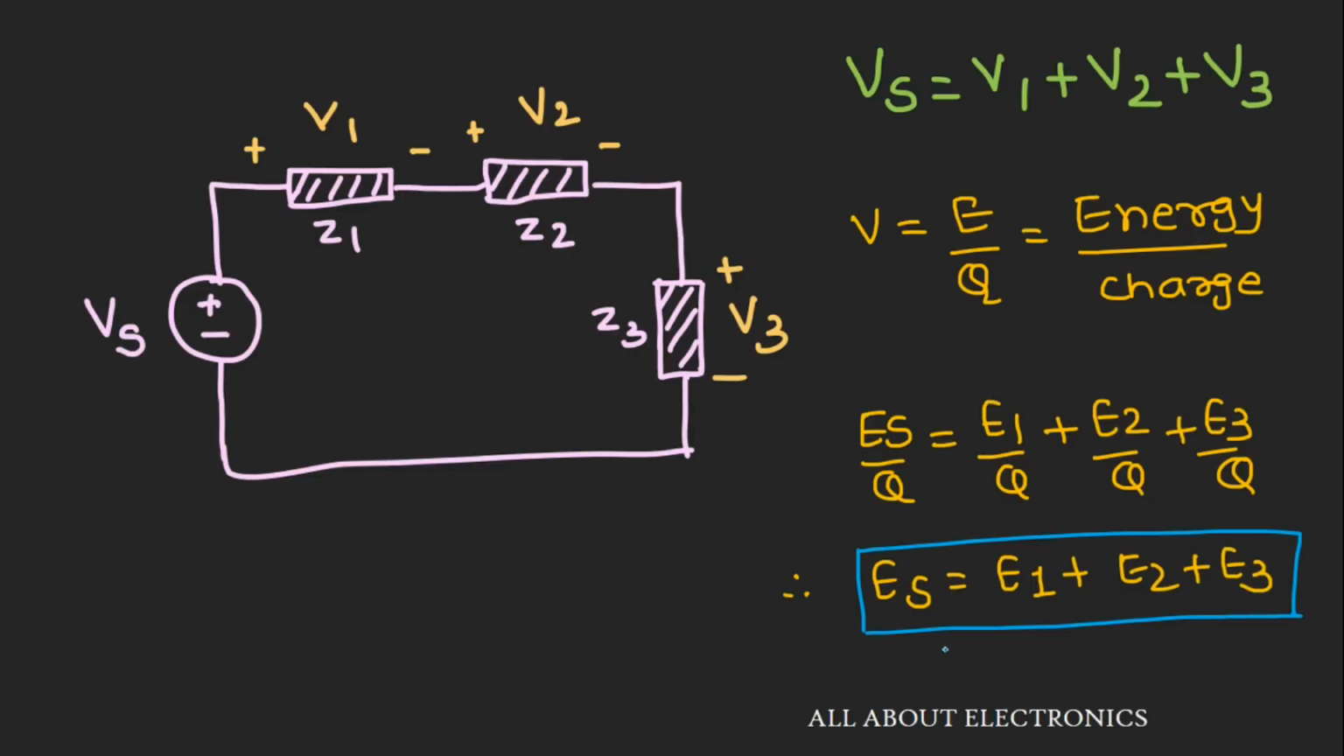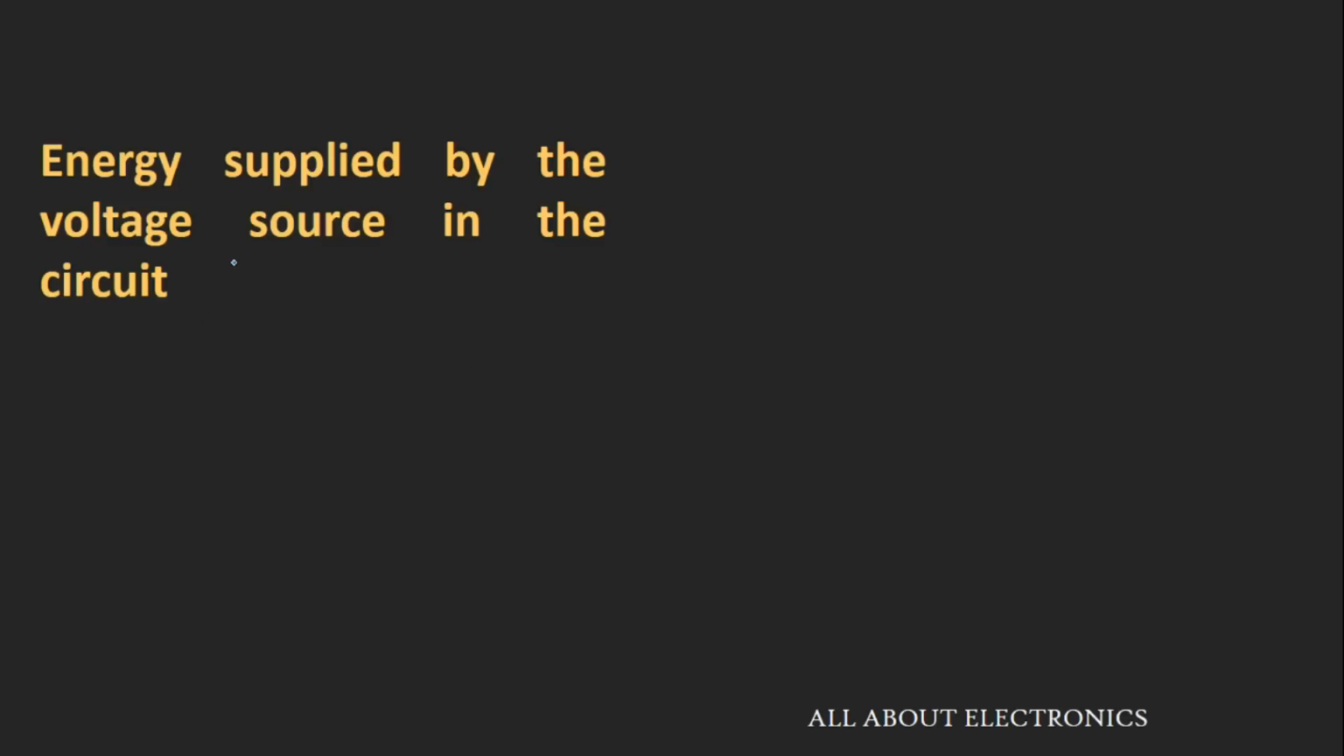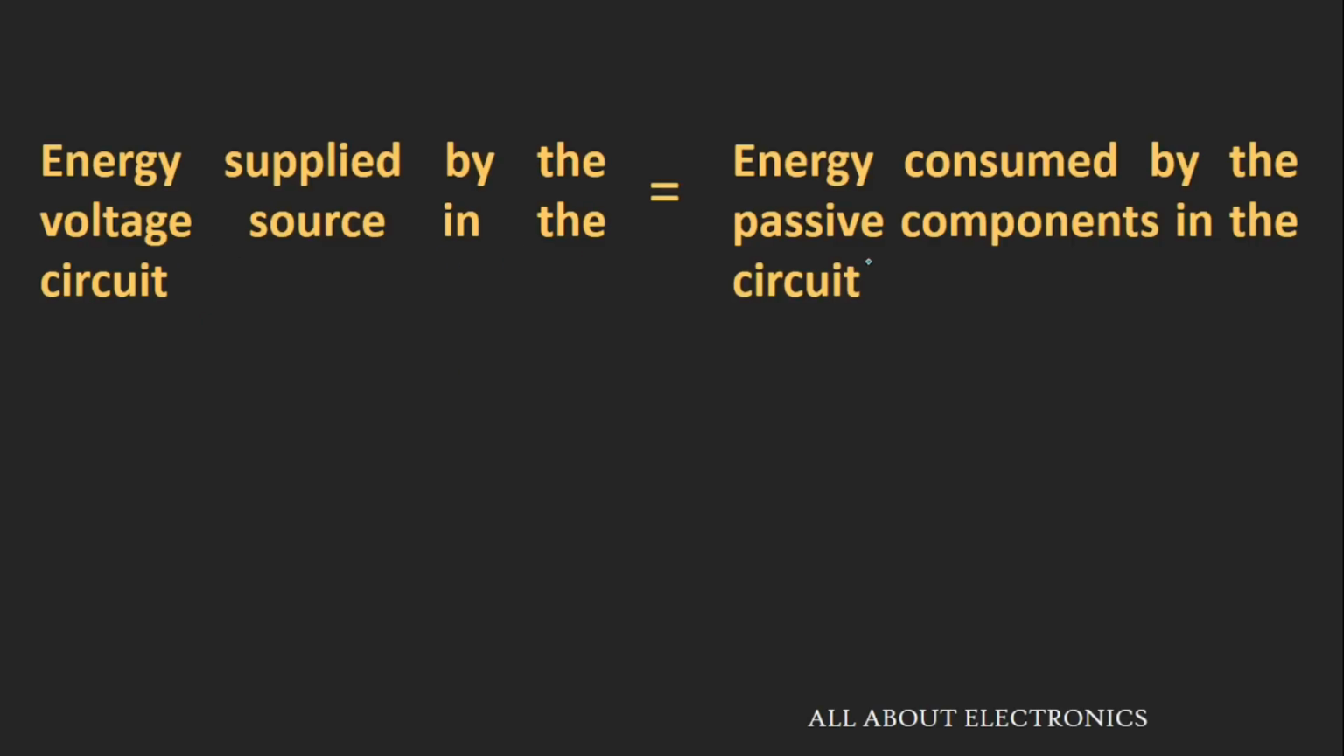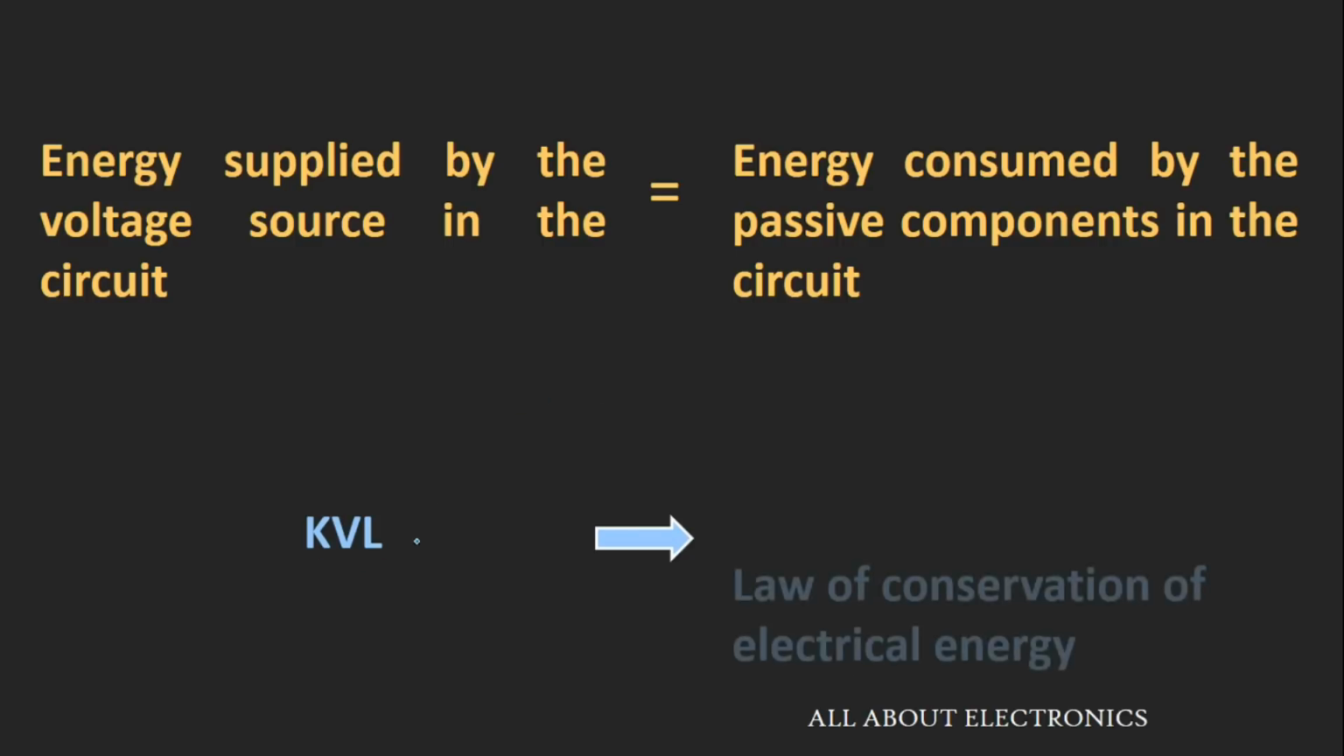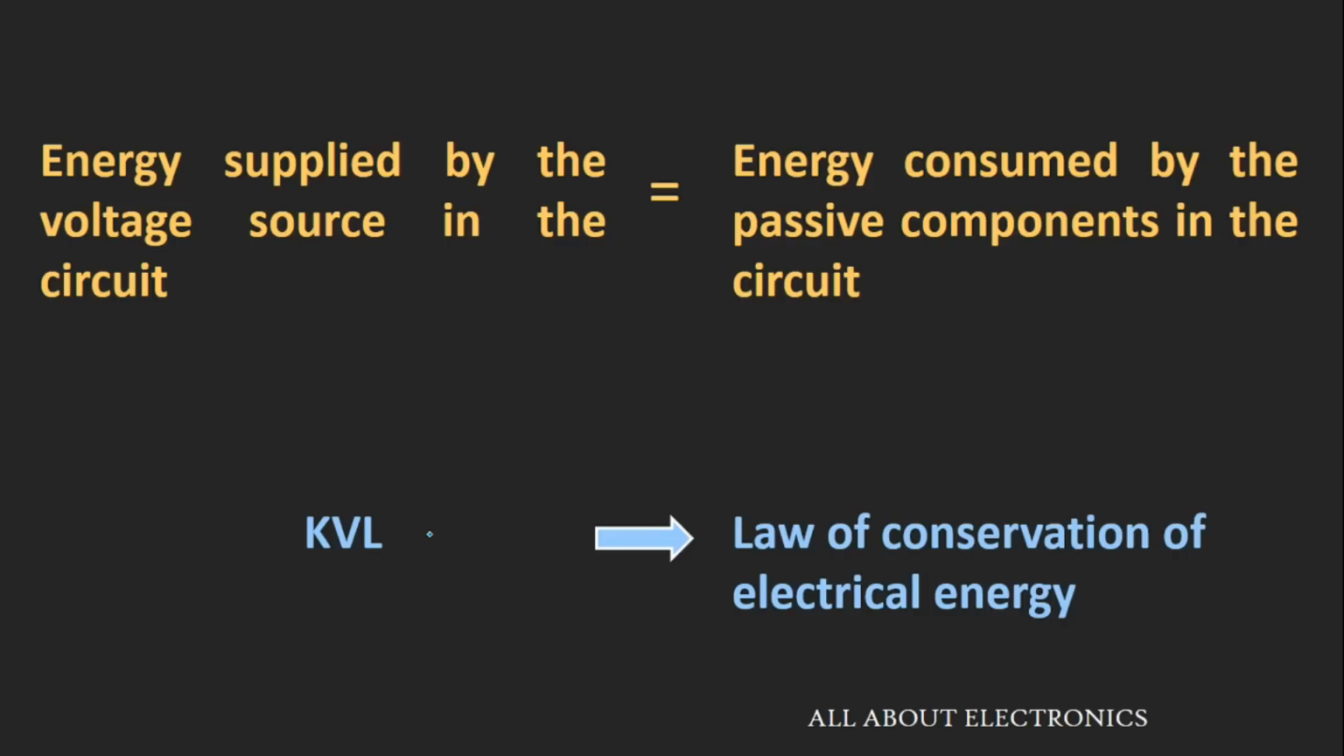Looking at this expression, we can say that the energy supplied by this voltage source is equal to the energy dissipated across these three passive components. So we can say that the energy supplied by the voltage source in the circuit is equal to the energy consumed by the passive components in the electrical circuit. So KVL is nothing but the law of conservation of electrical energy.